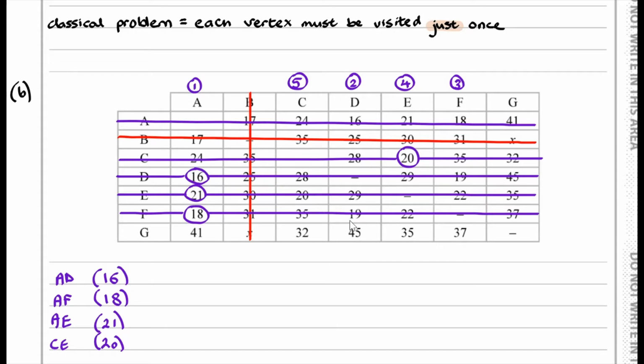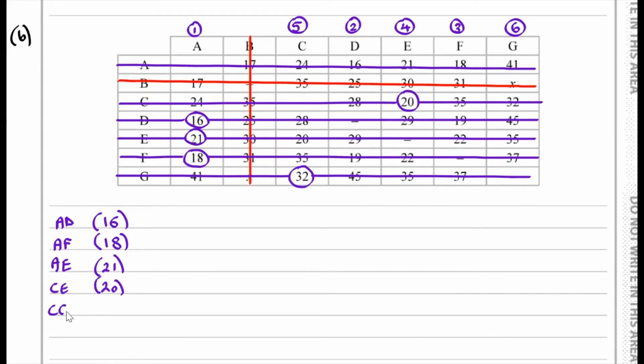You'd find that to be 32. So we delete G, like so, and then we assign the number 6 to G. So we have CG with 32.